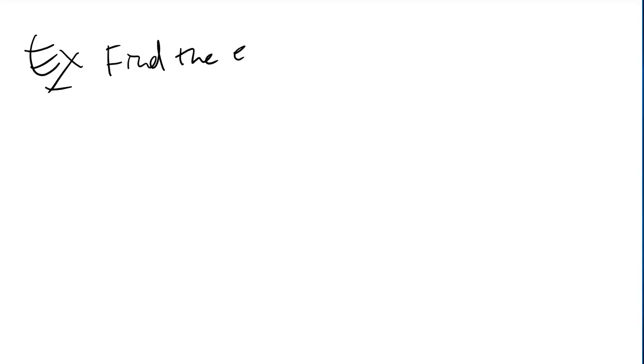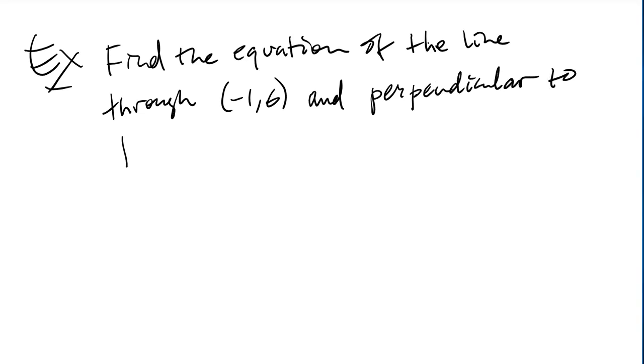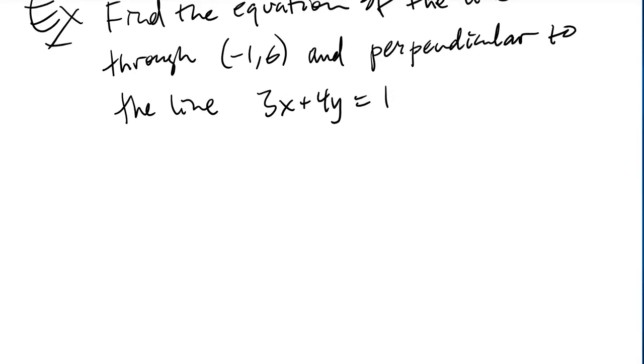So for example, it may say, this is typical of my test, find the equation of the line through, let's pick a point, I don't know, (-1, 6), and perpendicular to the line, let's put it in standard form, 3x + 4y = 1. So we need to find the slope.